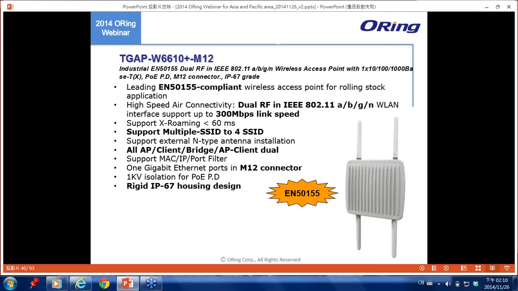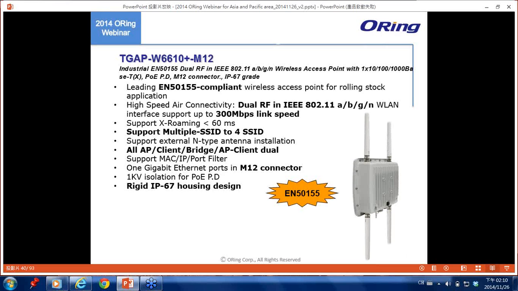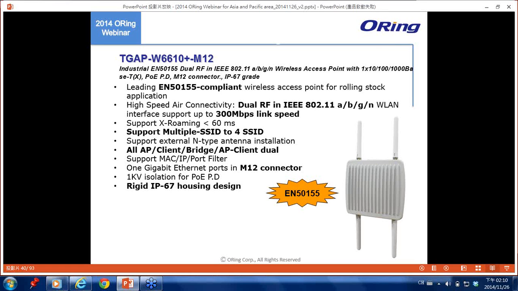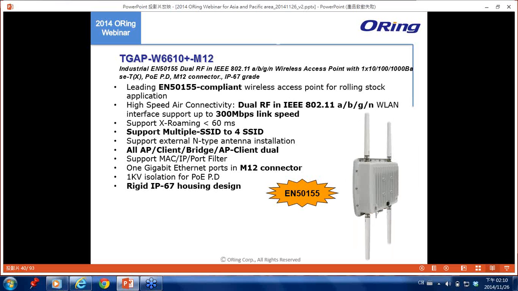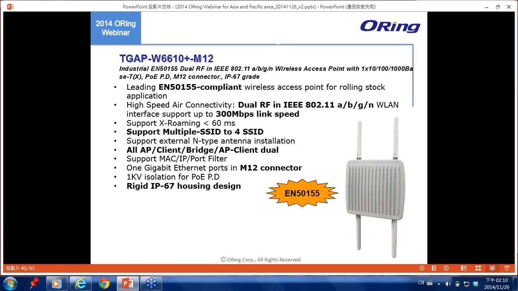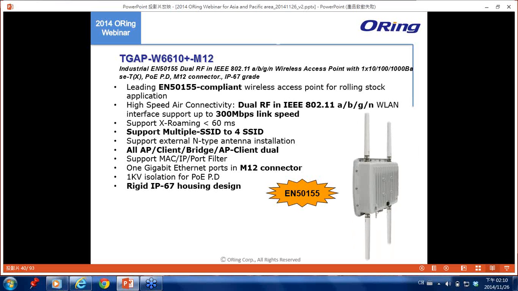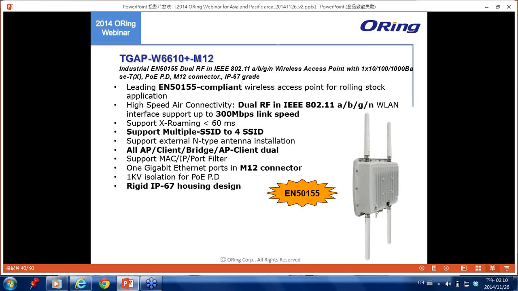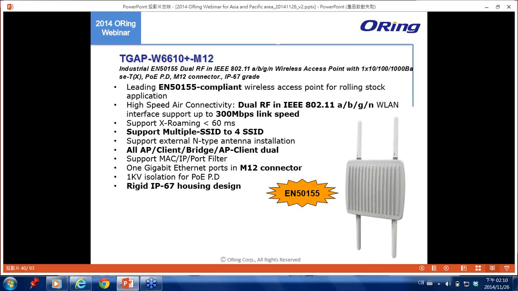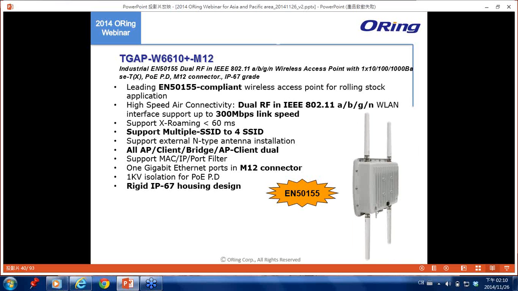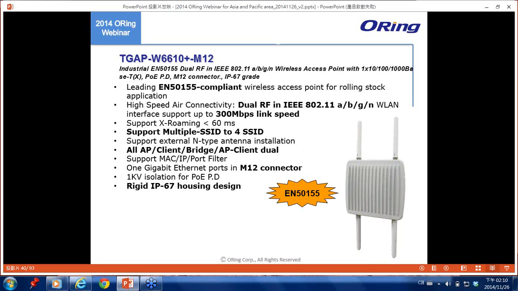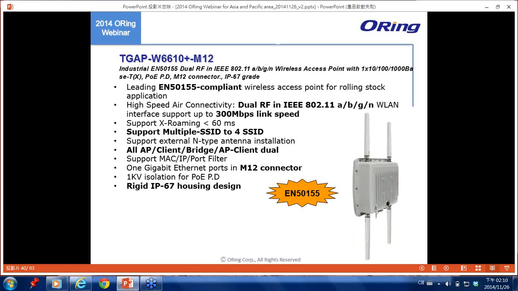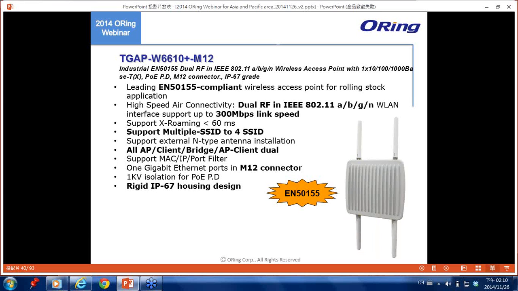W6610 plus M12. This is a transport series access point with waterproof IP67 grade, and there are two Wi-Fi modules with the IEEE 802.11 ABGN, and it also has a PoE PD function, so you can easily power up this device with PoE, and it has M12 connectors.